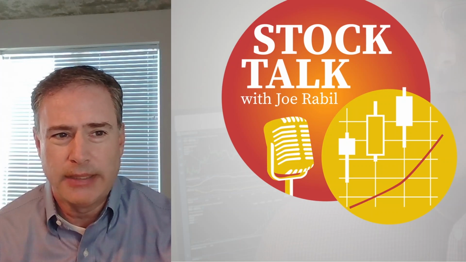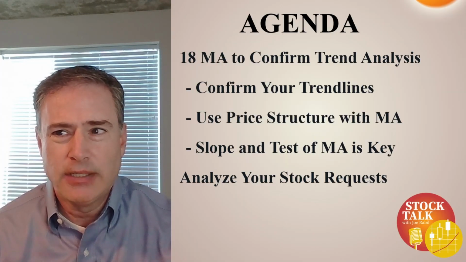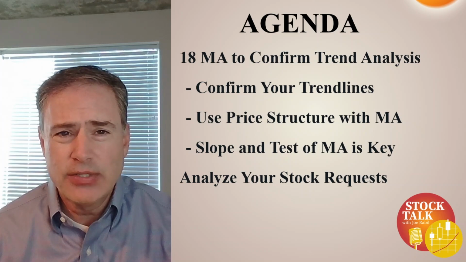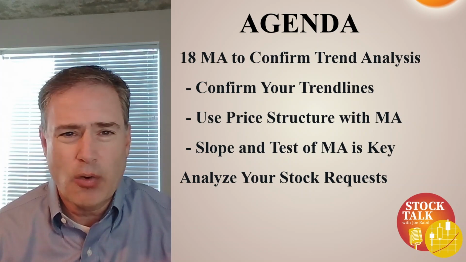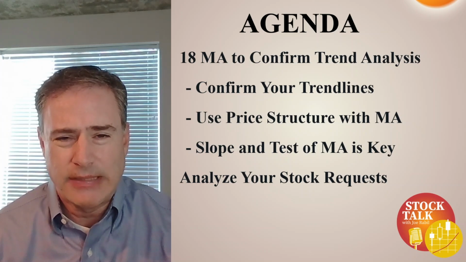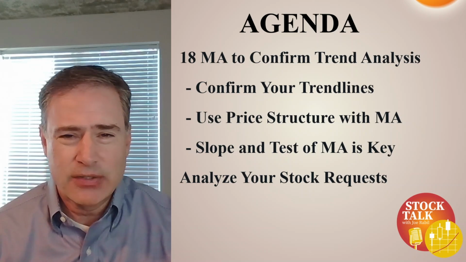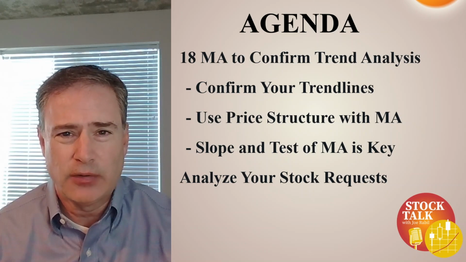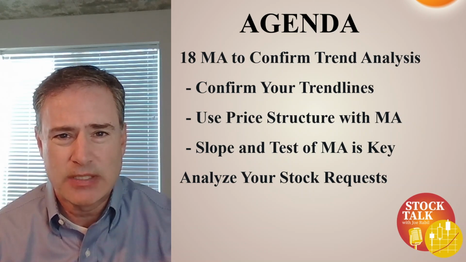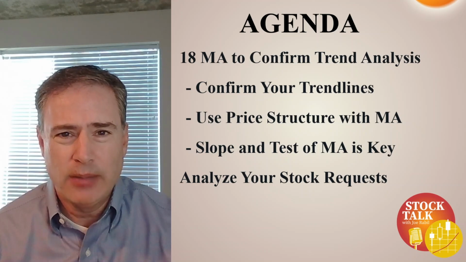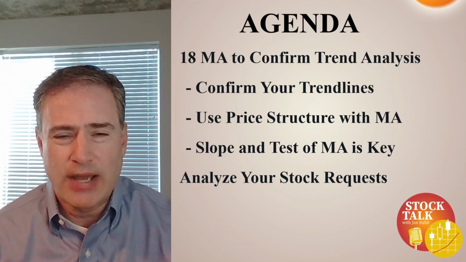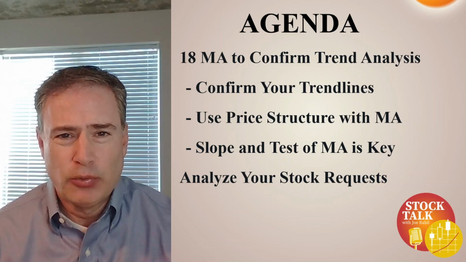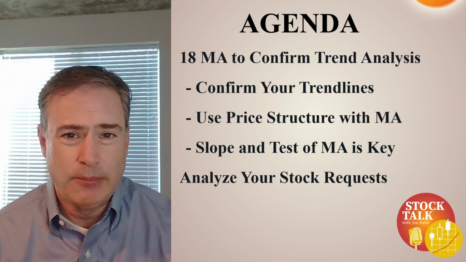So let's go ahead and get into the agenda here. So I like to use an 18MA, and I get a lot of questions as to why I use an 18. Now 18, obviously you can use a 20 or even a 21. There's not going to be a significant difference between the two, but that specific time frame of moving average, I think, does the best job of helping define the trend in terms of a trend line. It'll really help you define the trend line, in my opinion.